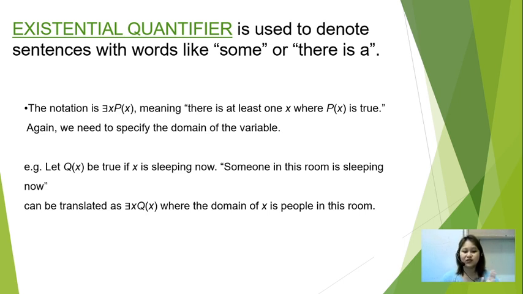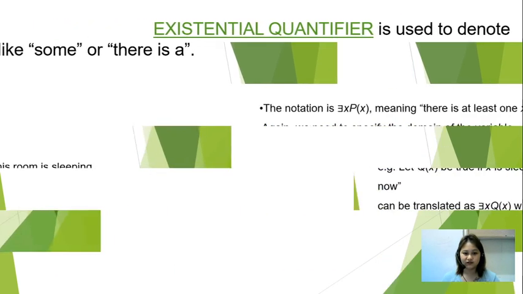Someone, you use the word someone, meaning pwedeng one of the people or one of the students is sleeping or maybe 2 or 3. So you can say it like that. So if the word is some, it's an existential quantifier. But if the word is for every or for all, then it's a universal quantifier.